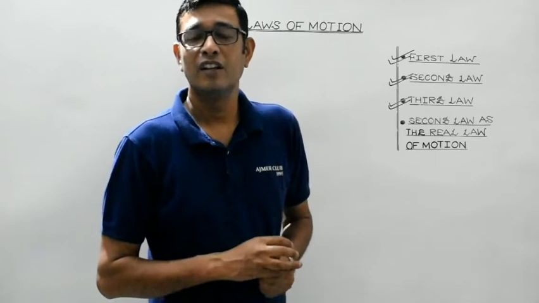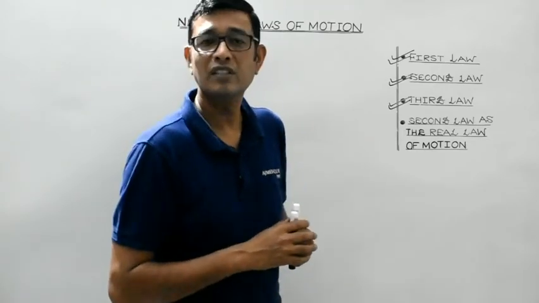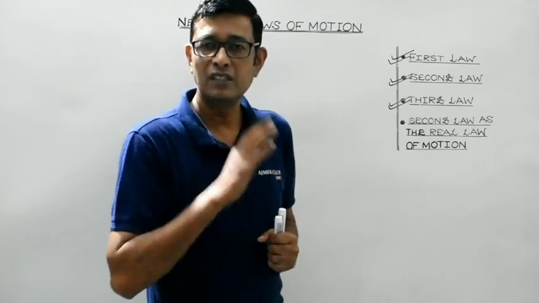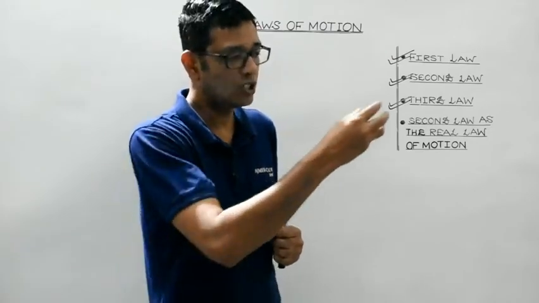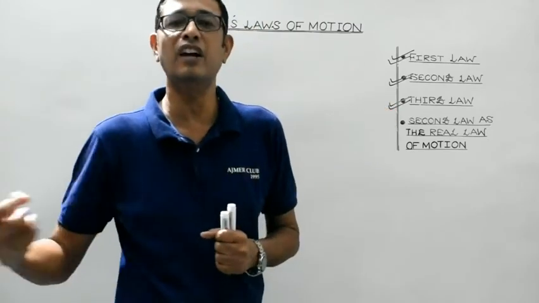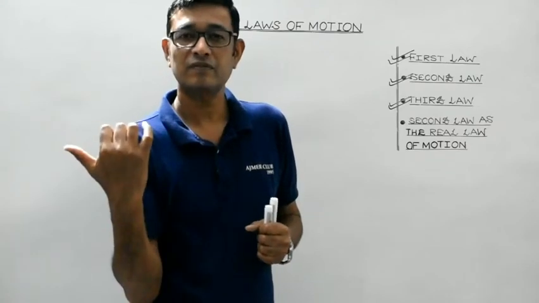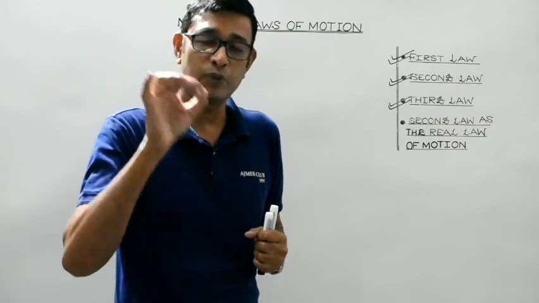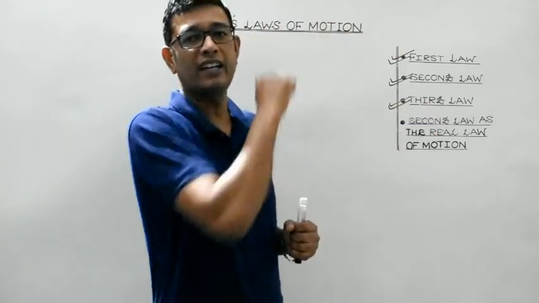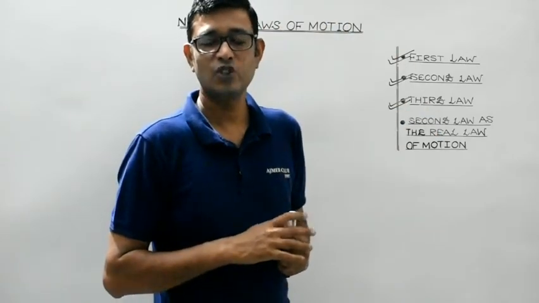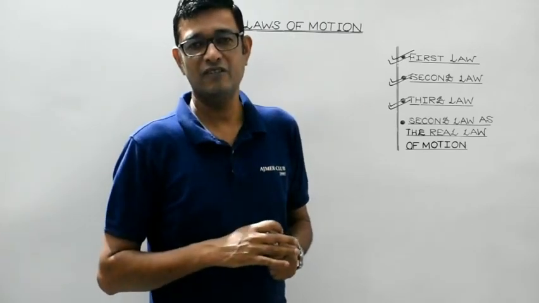Similarly, during the propulsion of a rocket, students, the fuel gets burnt, it gets consumed, and the exhaust gases come out through the nozzle with very high speed. So that is action. And an equal and opposite force is given to the rocket in the upward direction. So that's the reason why the rocket is able to propel in the forward direction.